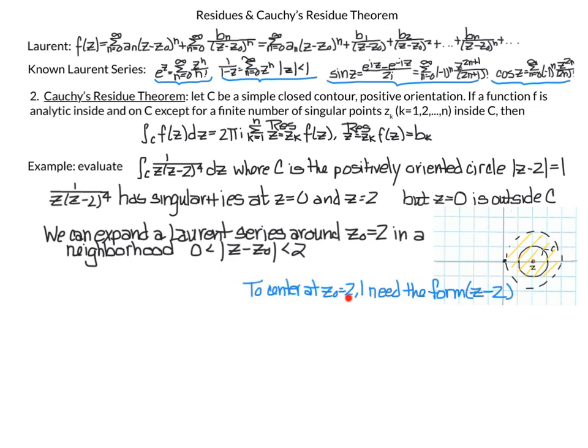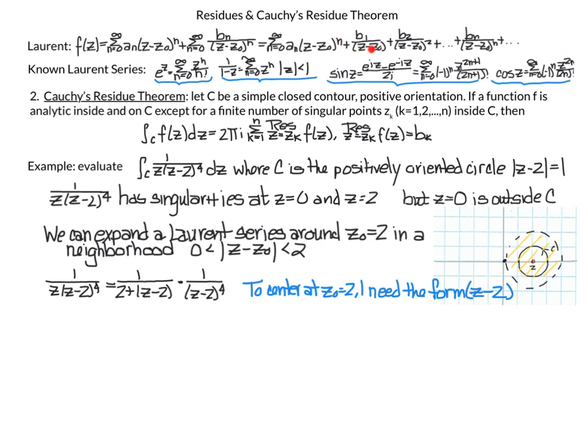To center at z naught equals 2, I need my expansion to be of the form z minus 2. Looking at my function, the (z minus 2) raised to the 4th, that's good. But I need to change this z so I have z minus 2. If I replace this z with z minus 2, I'm going to have to add 2, just so I'm algebraically equivalent, and I'm still multiplying by my (z minus 2) raised to the 4th. And again, this 1 over (z minus 2) to the 4th, that's perfectly in my expansion form.